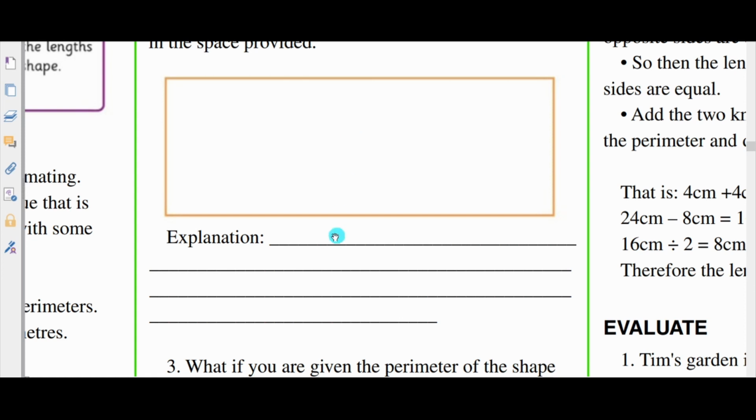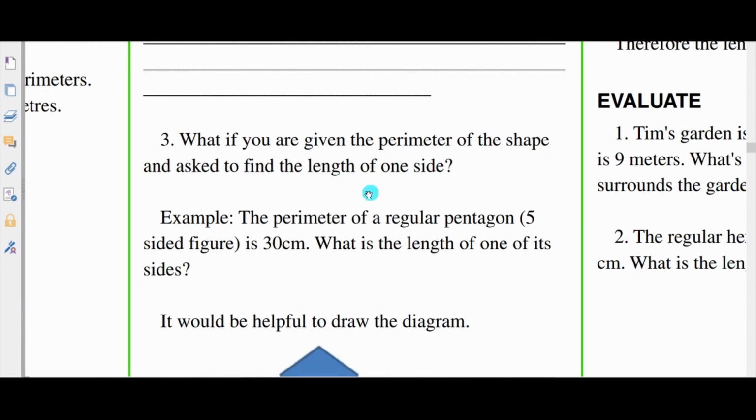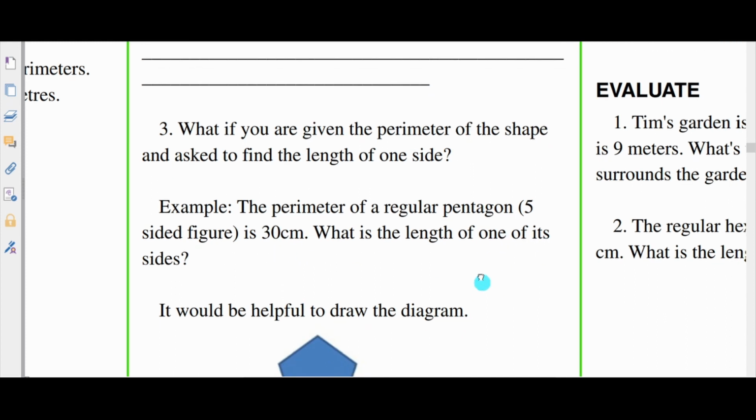All right. What if you are given the perimeter of the shape and asked to find the length of one side? They don't tell you what all the sides are. They just give you the perimeter and then you're asked to find one side with some additional information. Here's an example. The perimeter of a regular pentagon, now that's a 5-sided figure. The prefix penta means 5, all right? So the perimeter of a regular pentagon is 30 centimeters. Now, what is the length of one of its sides?